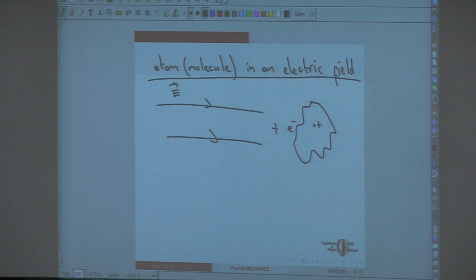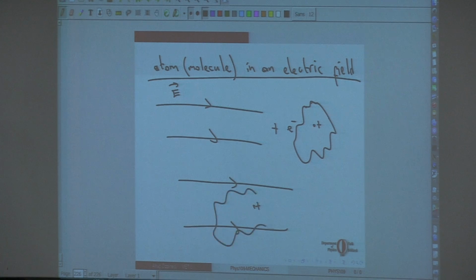So if we put this atom in an electric field, the positive charge will move in one direction, whereas the negative charge will move in the other direction. So there will be some displacement. And the atom will be kind of elongated. On one end, you will have negative charges. On the other end, you will have positive charges. So that's what will happen when you put an atom inside an electric field.